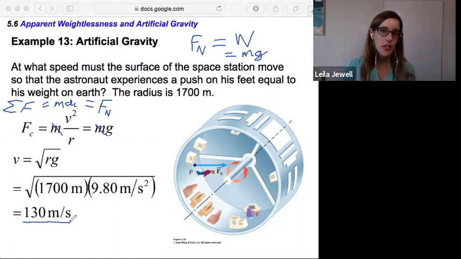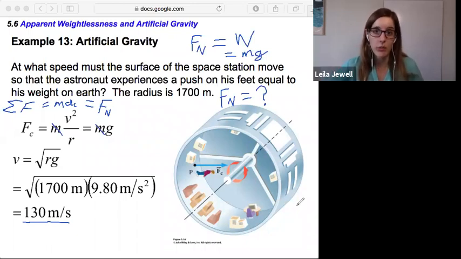But that's only if we want it to be exactly the same as Earth, right? It would be very possible to say, hey, we just want the normal force to be something else. Maybe it doesn't need to equal the astronaut's actual weight. Maybe it's just some fraction of their weight. You'll get to try that out on a homework problem. So I'll leave that for you.